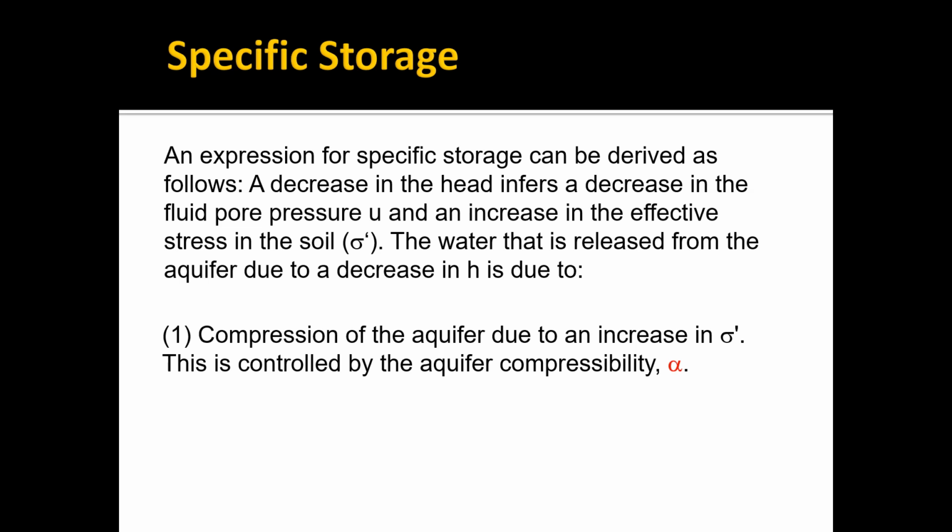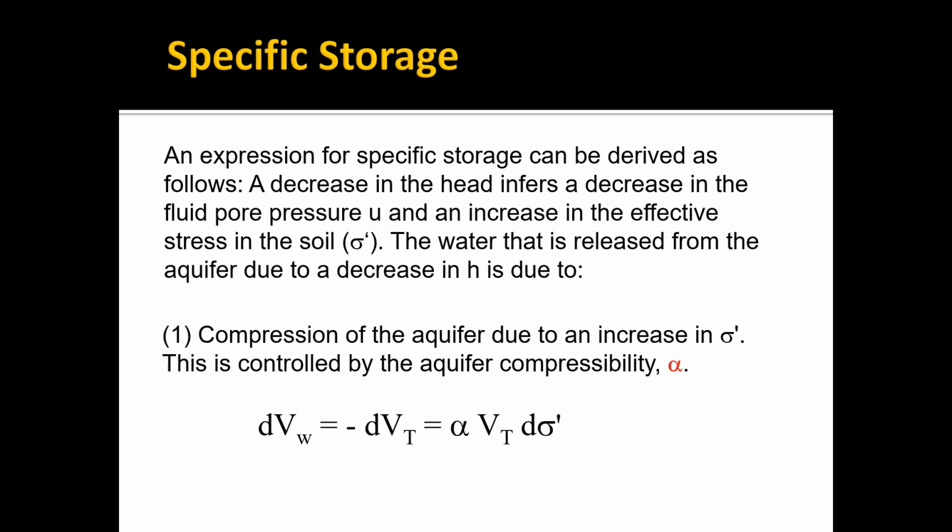And so if you reduce the pore pressure, you're going to increase the effective stress. And this is controlled by something called the aquifer compressibility. And so the change in water volume is equal to minus the total volume change, which is equal to the compressibility of the aquifer times the volume times the change in effective stress.